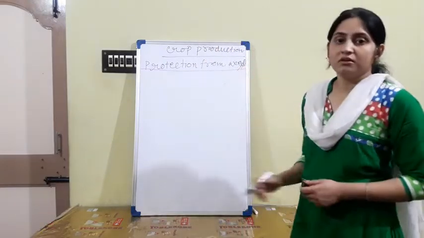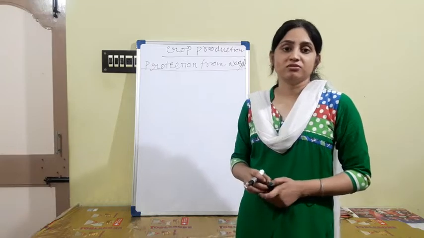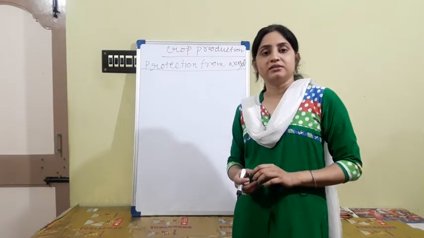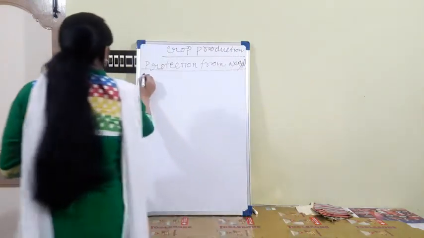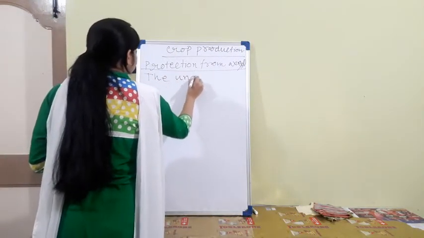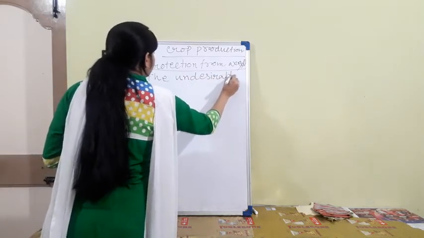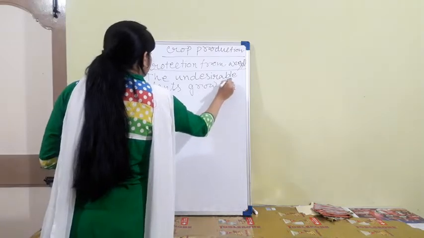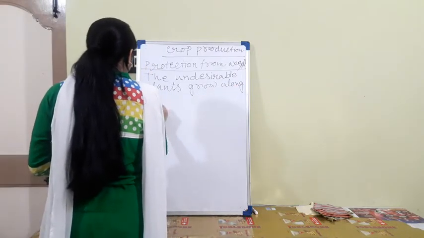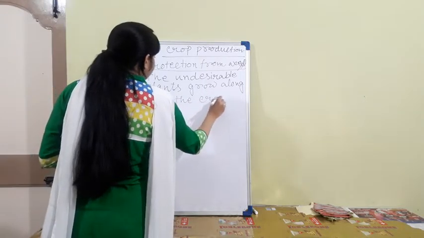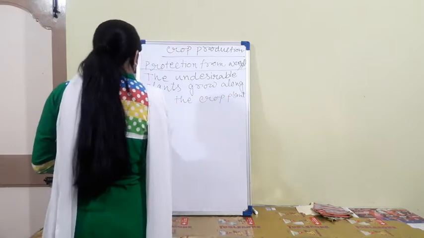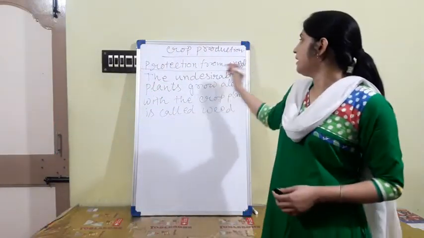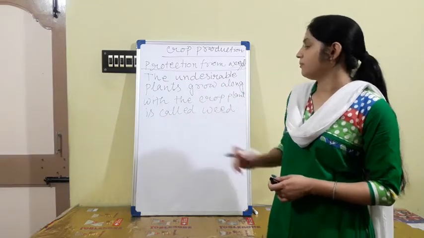So what is weed? You have seen that there are so many small plants also growing with the crop plant. Okay, that is not necessary, or they are undesirable plants. That is called weeds. So what is weeds? The undesirable plants grow along with the crop plant is called weed. Okay, so this is the weed.